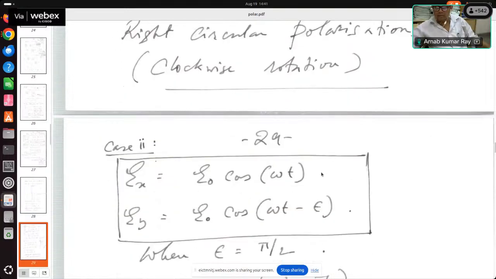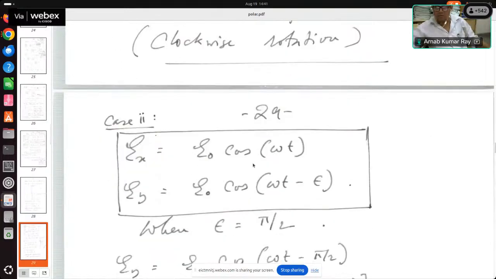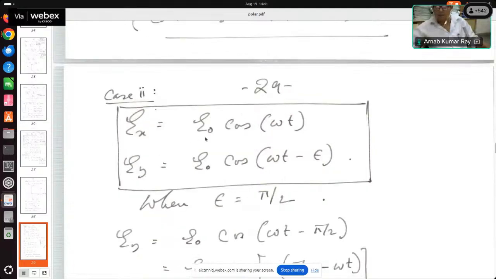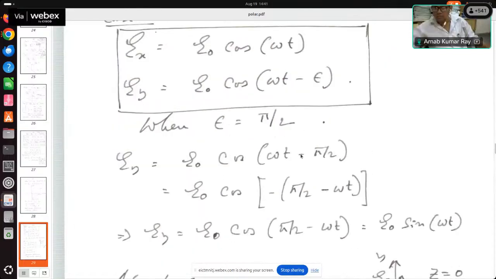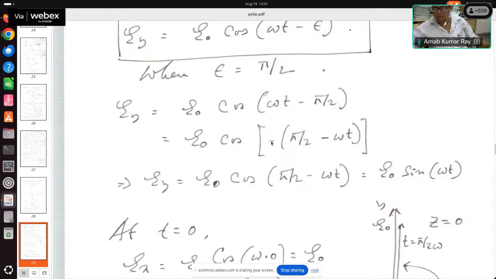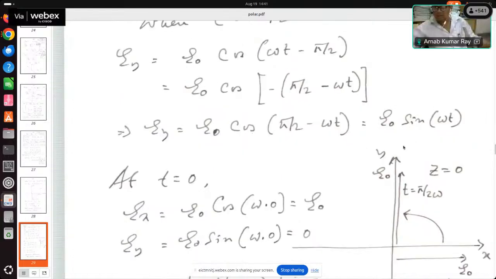Now let us look at the other case. Once again, here we have Ex is equal to E naught cos omega t. Ey is equal to E naught cos omega t minus epsilon. Epsilon is equal to pi by 2. So Ey will be equal to E naught cos omega t minus pi by 2. And so that will be equal to E naught into cos of minus pi by 2 minus omega t, even function. So the minus will go away, and so it will be E naught cos of pi by 2 minus omega t, and cos 90 degrees minus an angle will be sine of that angle, E naught sine omega t.